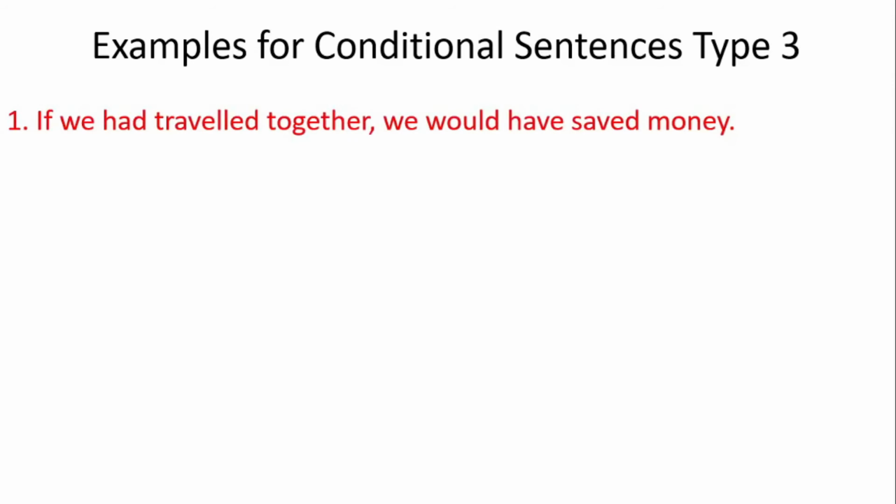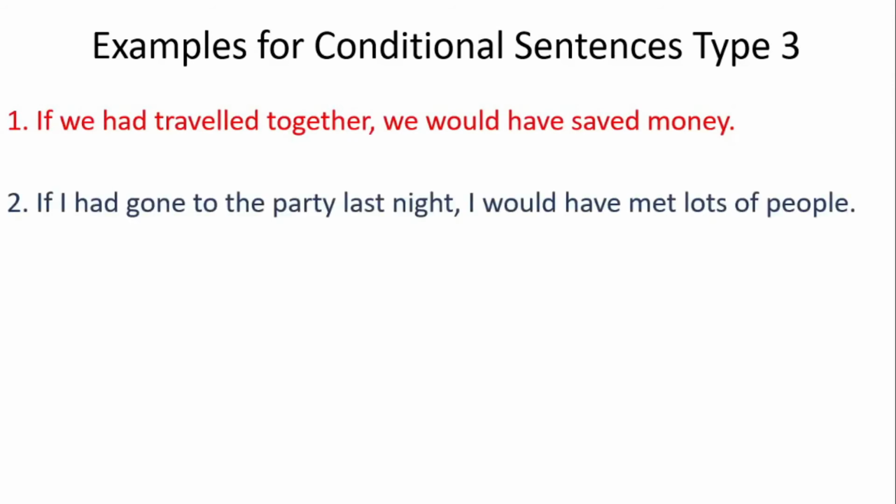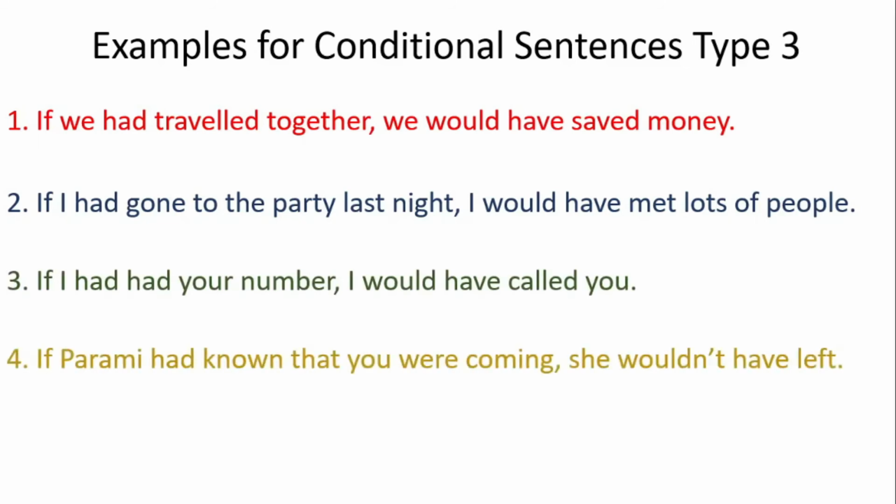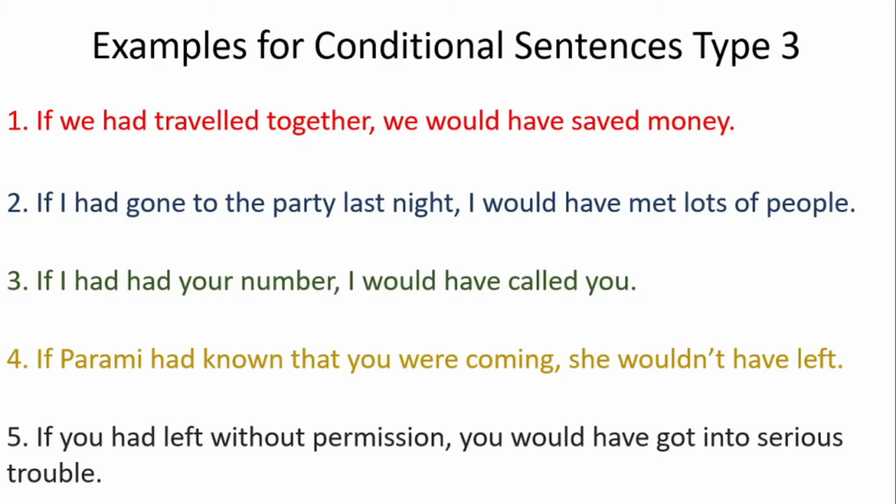If we had traveled together, we would have saved money. If I had gone to the party last night, I would have met lots of people. If I had had your number, I would have called you. If Parami had known that you were coming, she wouldn't have left. If you had left without permission, you would have got into serious trouble. That's all for conditional sentences type 2 and type 3.